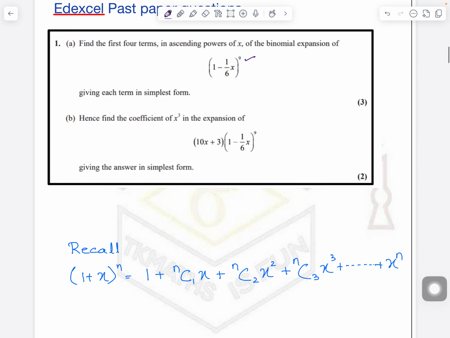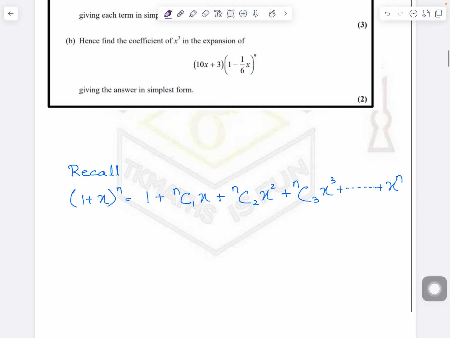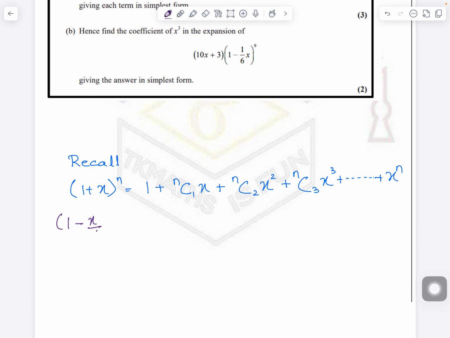We have to find out the first 4 terms in the ascending power, right? So in this formula, the question is (1 minus x over 6) to the power 9. So in place of n, I will replace 9. And in place of simple x, I will write minus x over 6. So let's start substituting here first of all. Please ensure that I'm writing plus sign here as it is in the formula. But in place of x, I will write down minus x over 6. So I will replace x by minus x over 6.